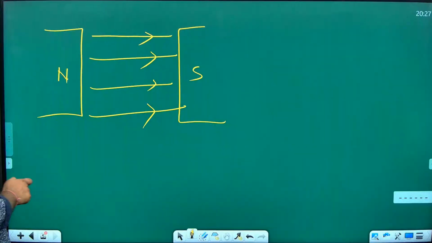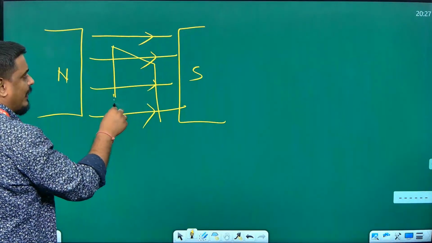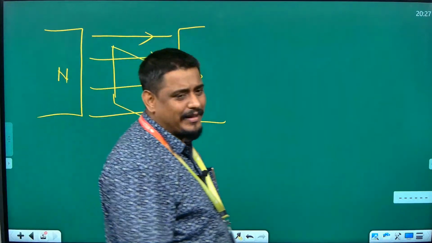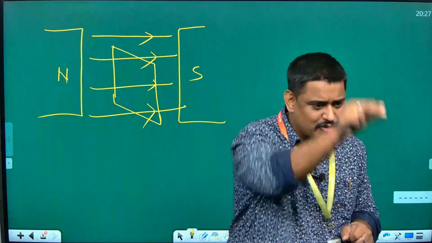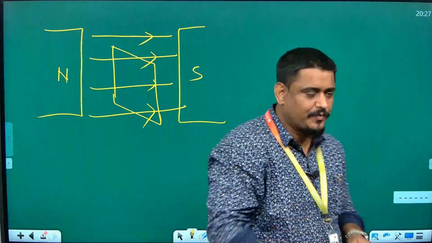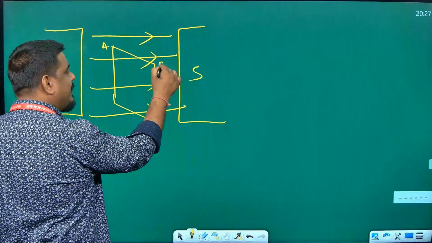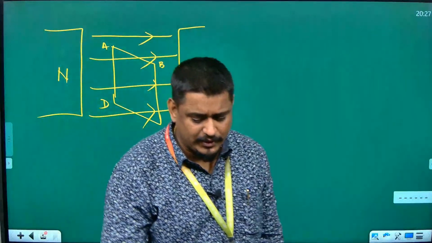In this magnetic field, what are you going to place? You are going to place a coil. When I say coil, what you can imagine is a frame of wire, a loop. Are you able to feel what I am trying to say? Let me name this wire A, B, C, D. I hope it is clear to you what I have done now.